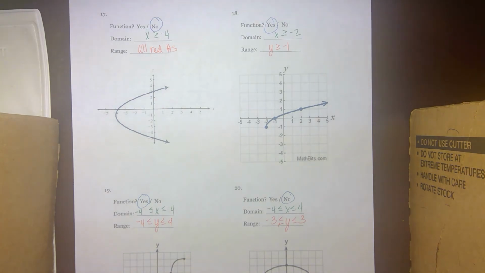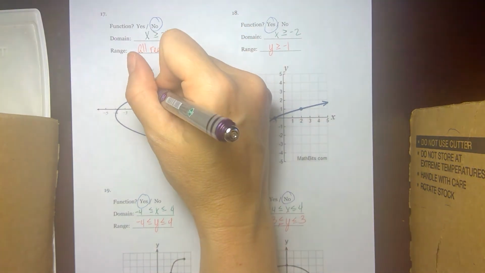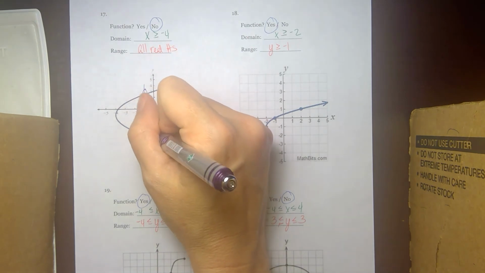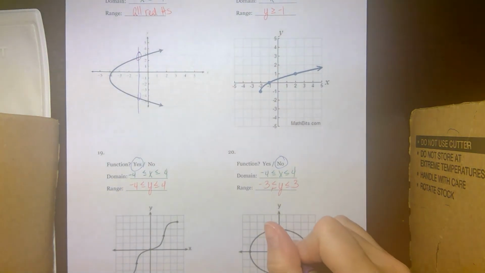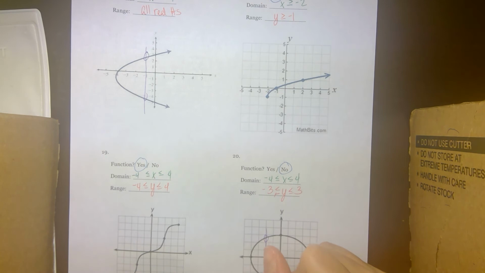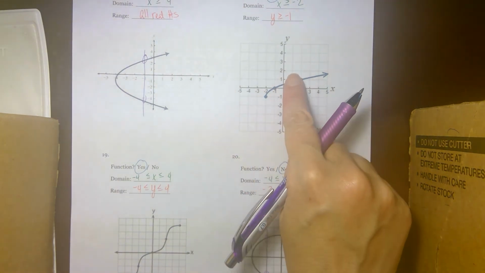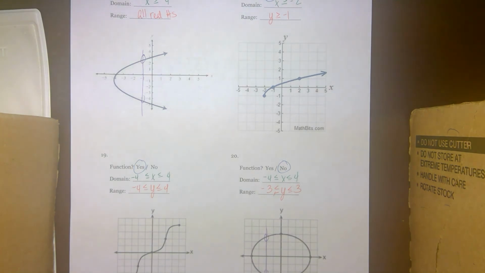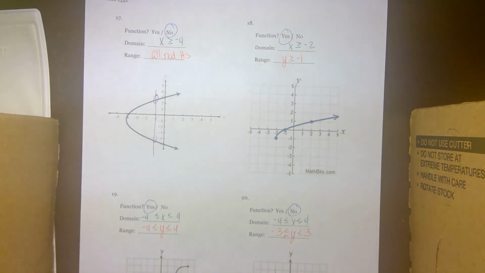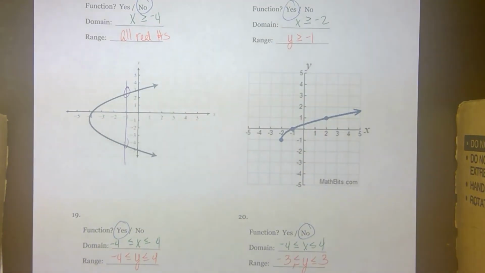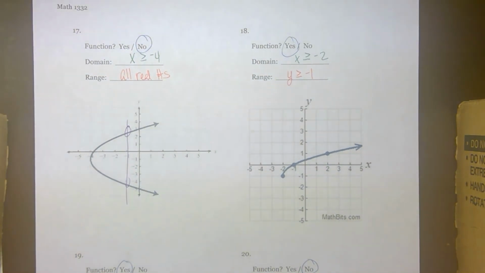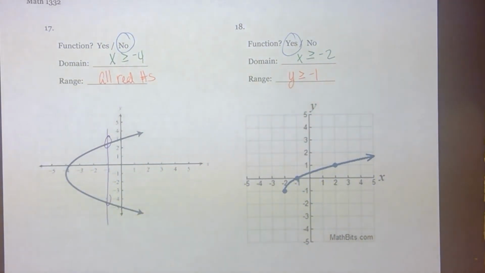Okay, let's talk about these results. 2 of these relations are functions, 2 of them are not. Number 17 fails my vertical line test, and number 20 fails my vertical line test. But 18 and 19 both pass the vertical line test. They are functions. Whether or not it is a function, we still have a domain and a range to identify. So let's look at domain and range for 17 and 18.